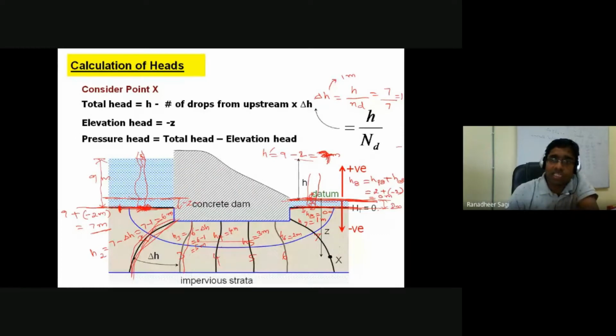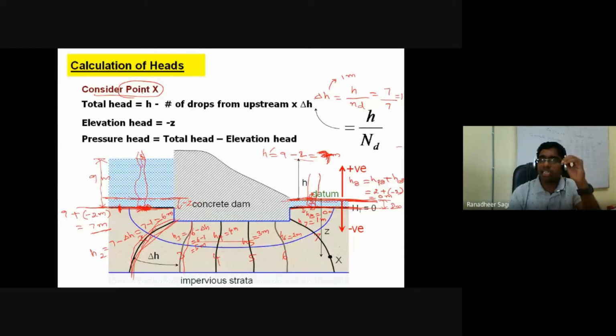So once we understand what are the total heads corresponding to each of the equipotential lines that you have got in the flow net diagram, then the next objective is to calculate, okay, what is that I am basically interested in looking at. So in my problem, what I am trying to calculate is, I have considered a point X in the flow net, somewhere in the flow net diagram. At that particular point X, I wanted to calculate my head values, which could be your total head, which could be your elevation head, which could be your pressure head.